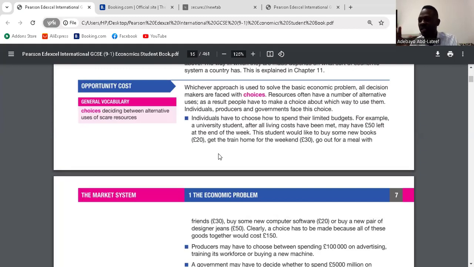So why do we make a choice? We make a choice because there are other alternative uses. So we make a choice based on our scale of preference. When we talk about scale of preference, we're talking about the arrangement of our wants according to how important they are. That is how we make our choice. Clear? Yes. Good. So for individuals, what are the choices they make? Individuals have to choose how to spend their limited budgets. The money available to us is not going to be enough. So we have to choose how to spend the money. Clear?